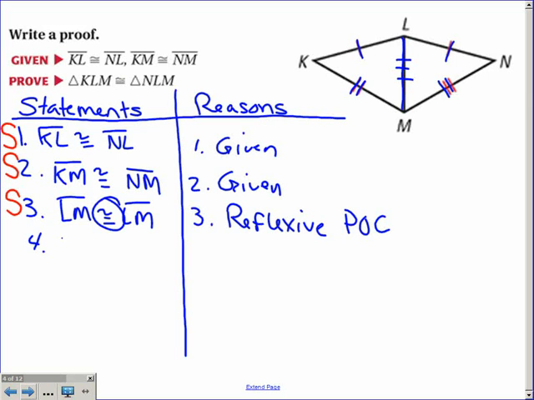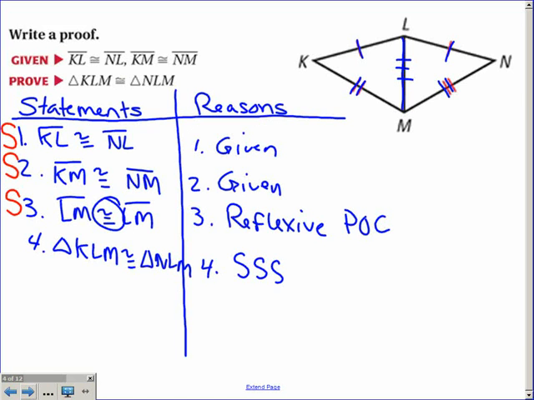Lastly, since we have side, side, side, we'll just use the proved line here. Triangle KLM is congruent to triangle NLM. And our reason is just going to be side, side, side congruence, and we can just abbreviate SSS. Is that all right? Is that tough?